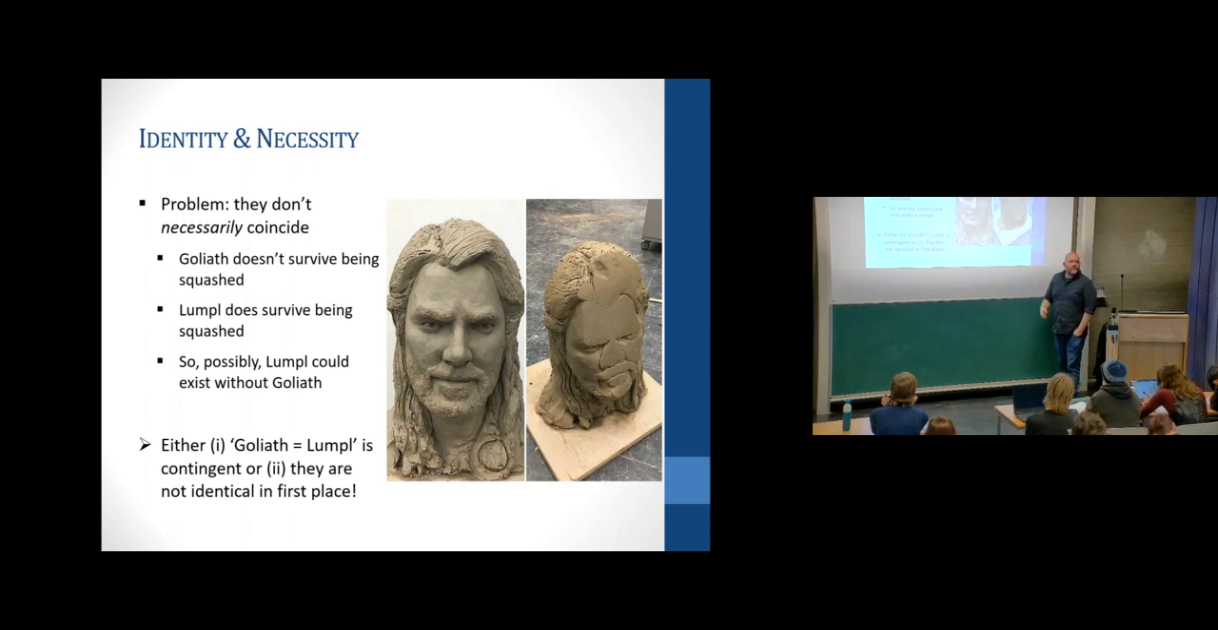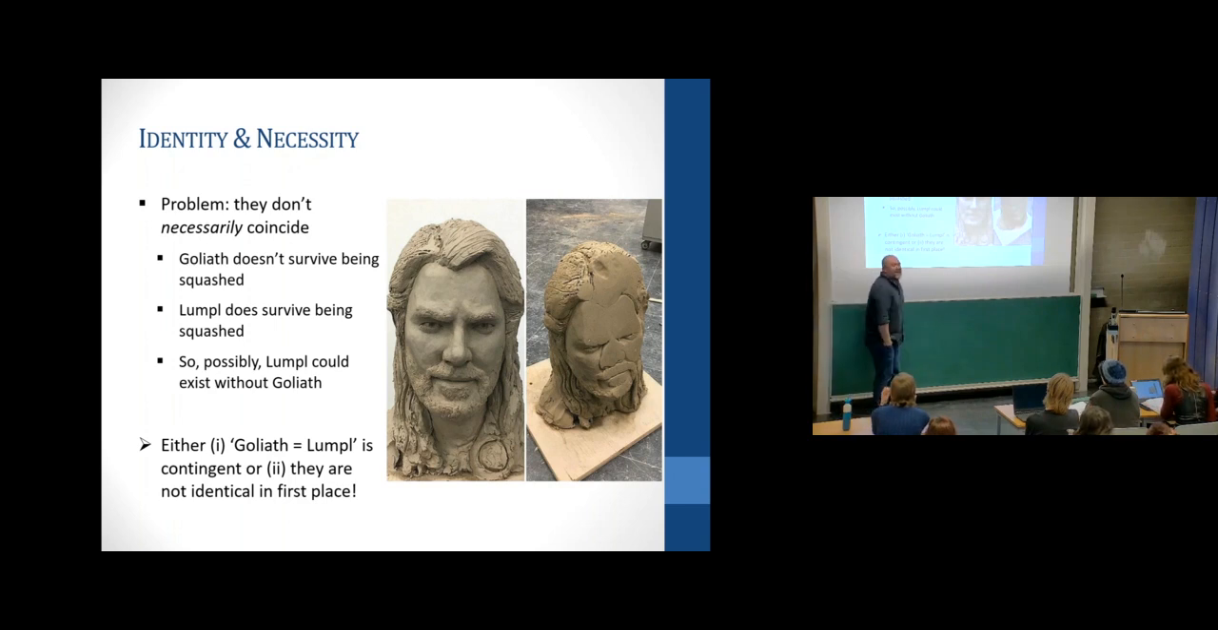So what does this show us? Plausibly, it's possible for Lumpel to survive and Goliath to not. Now, why is that bad? Well, take a world where Goliath ceases to be, but Lumpel continues. That looks like a world where they're not identical.